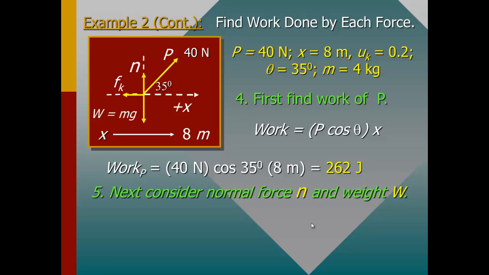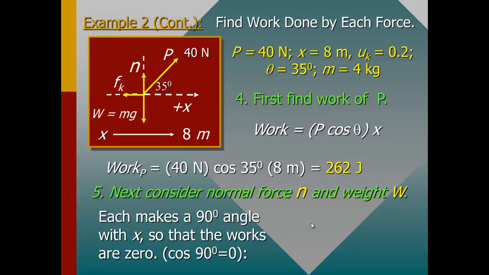Next, we find the normal force N and the weight W. Each makes a 90-degree angle with x, so the works are 0. So the normal force and weight don't do any work.